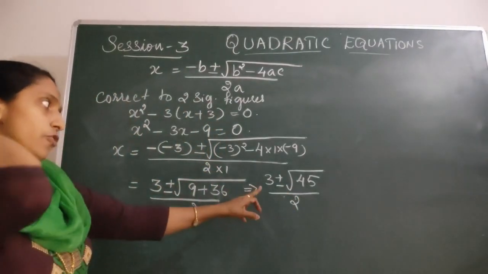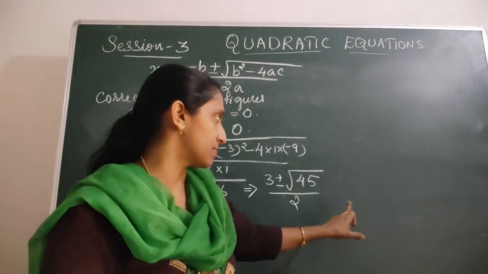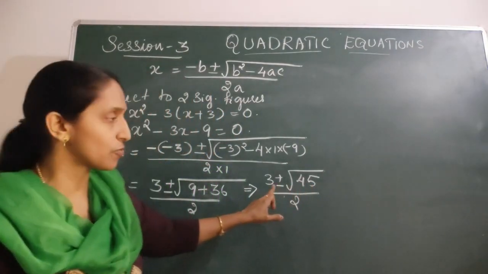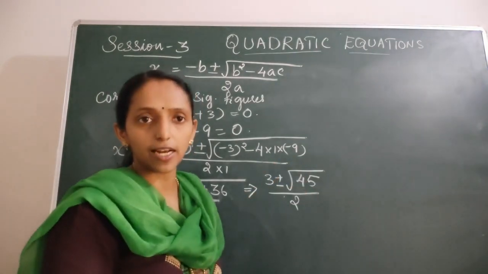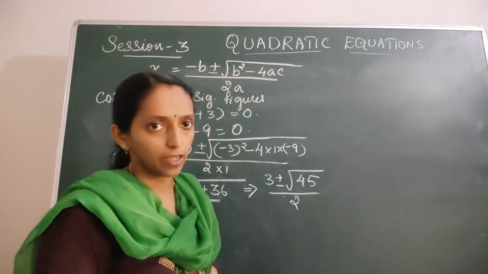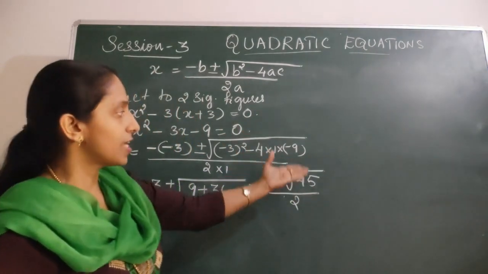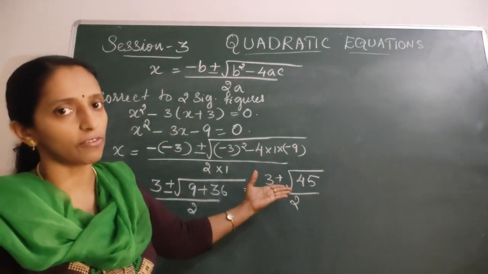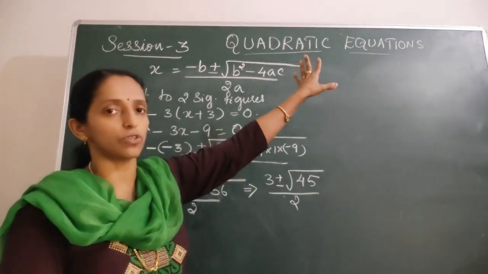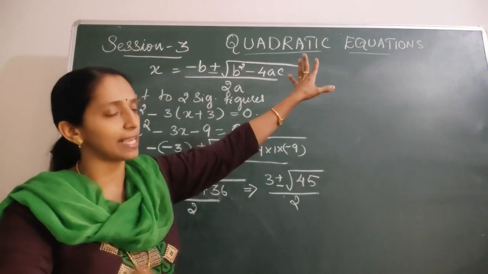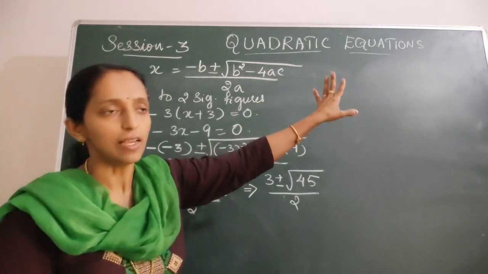Now, 45 again you can make into a smaller, simplified term. That means 45 is 9 into 5. So instead of root 45 you can write 3 root 5. There you will take out the square root of 9 and keep root 5 only, or directly you can substitute the under root of 45 value. In both cases you will get the same value after simplification.